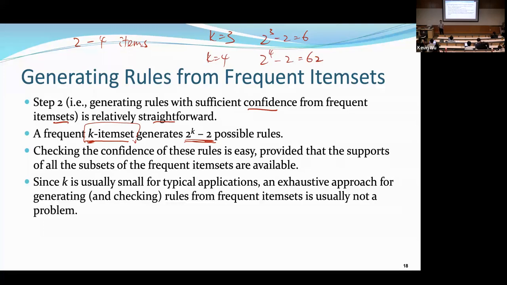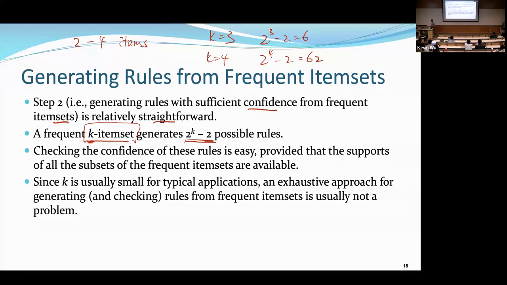It is very easy for a modern day computer to check all the ratios, the confidence of these rules, without much problem. Even though there could be quite a number of frequent item sets, generally this part is manageable. Deriving the rules and checking the confidence of the rules, these are computationally feasible. All right, so step 2 generally is not a big problem for association rule analysis.